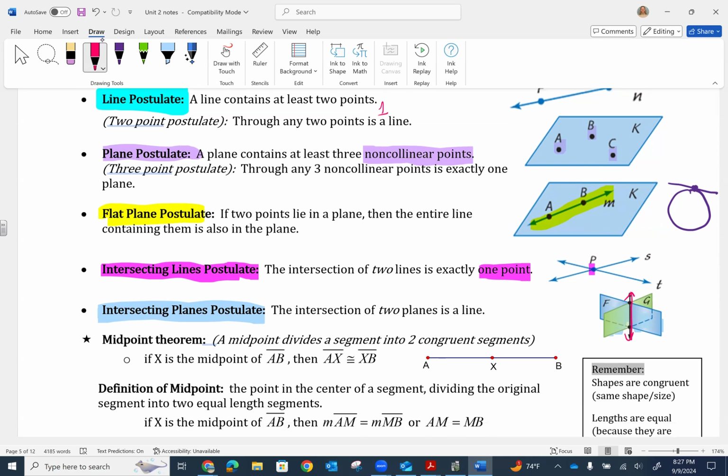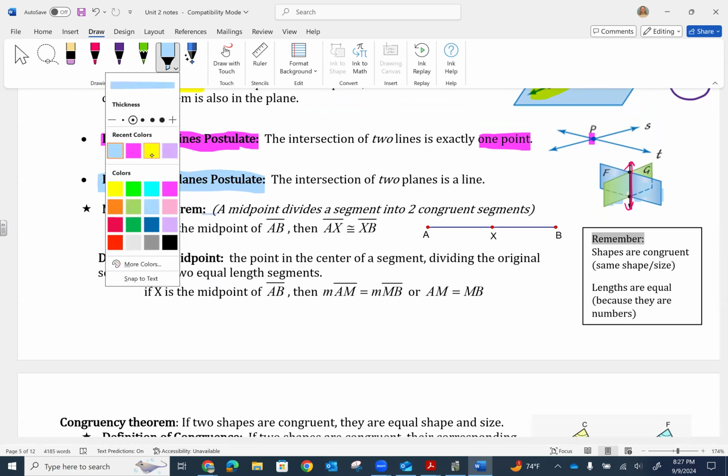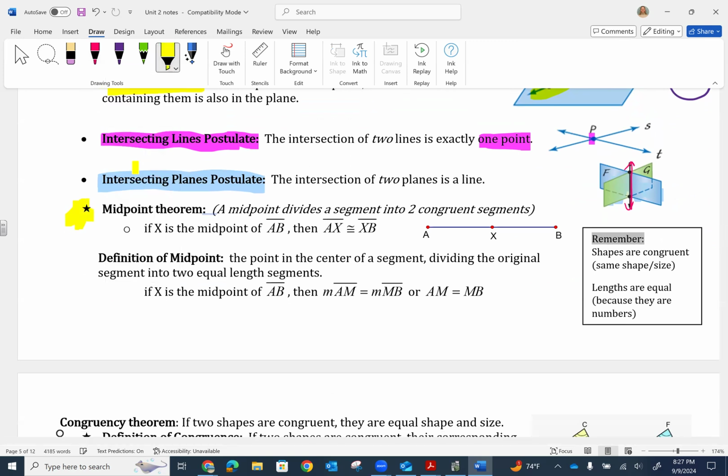Now here's something we will use quite a bit, so let's put a star next to it. I'm going to make mine yellow. The midpoint theorem. What does the midpoint theorem say? Somebody proved it, and we're not going to prove it this year, but you could prove the midpoint theorem. Basically, if you have a midpoint on a segment, the 2 parts of the segment are congruent.